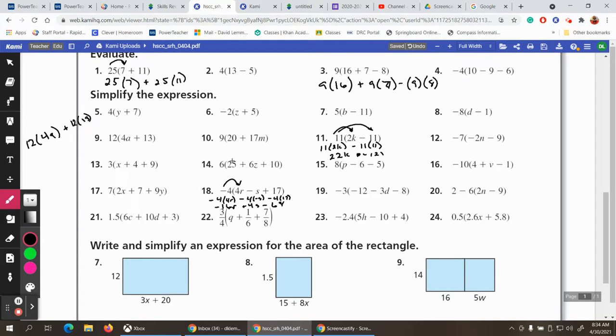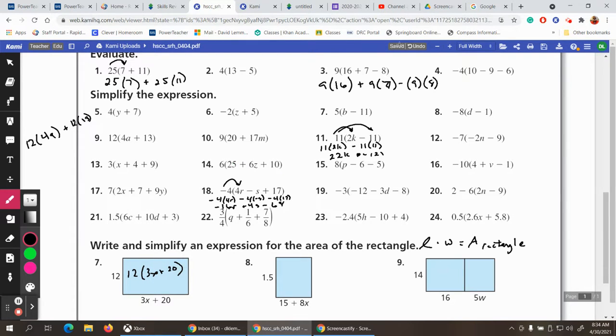Area of a rectangle, remember, area of a rectangle is length times width. So that would be 12 times 3x plus 20.